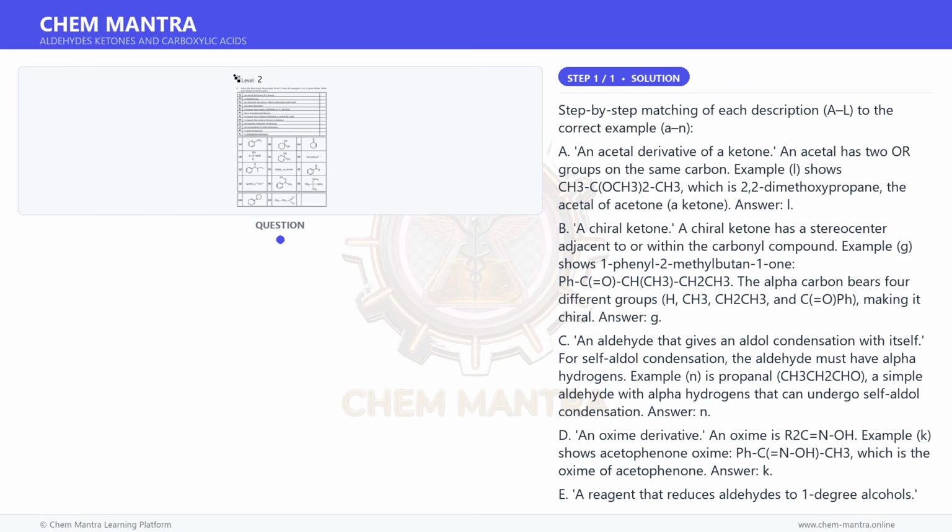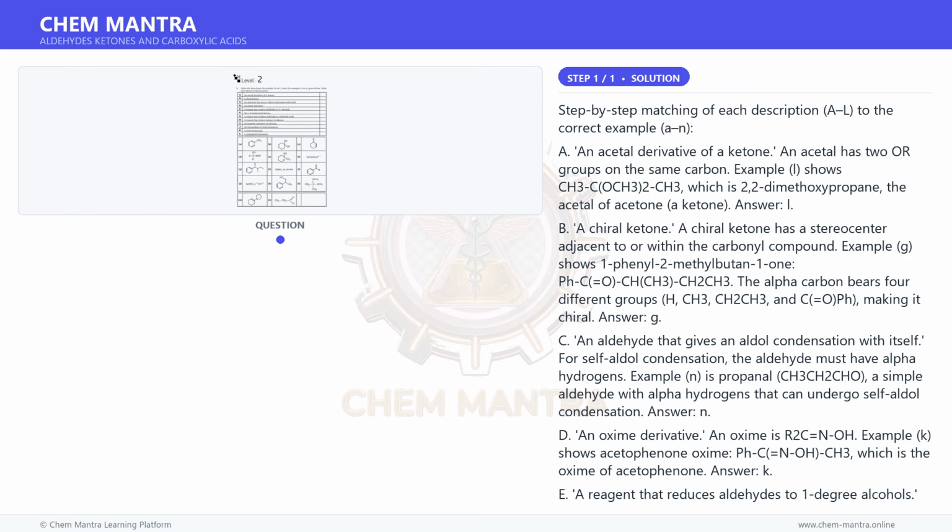Answer, D-K. E, a reagent that reduces aldehydes to primary alcohols. NaBH4 in aqueous alcohol is a mild reducing agent that reduces aldehydes and ketones to alcohols. Example H is NaBH4, alcohol. Answer, E-H. F, an alpha, beta unsaturated ketone. An enone has a C=C conjugated with C=O. Example C is 2-cyclohexen-1-one, a classic alpha, beta unsaturated ketone.